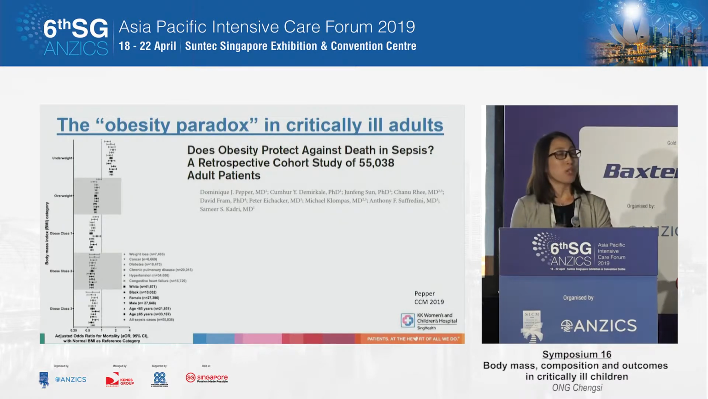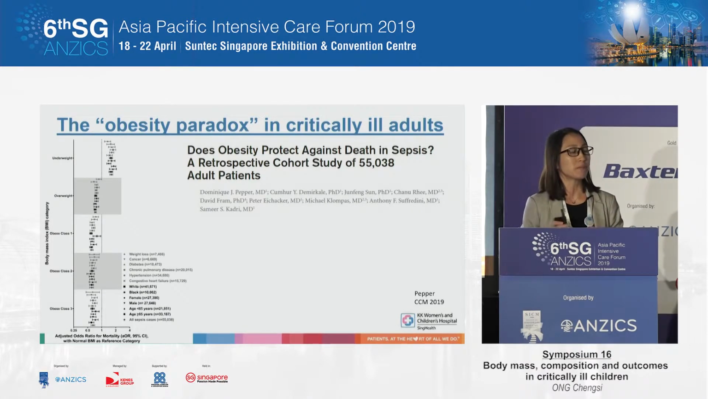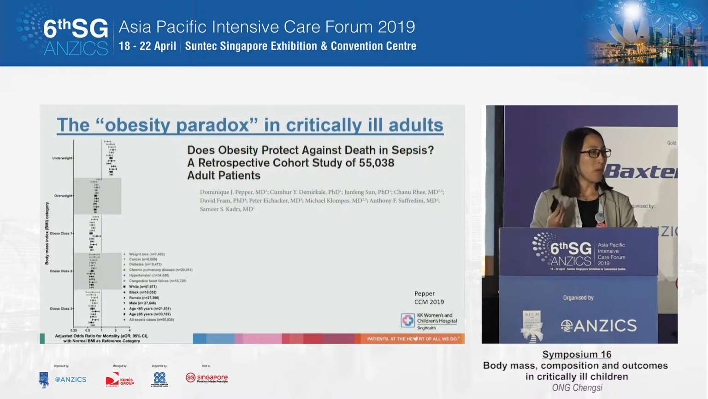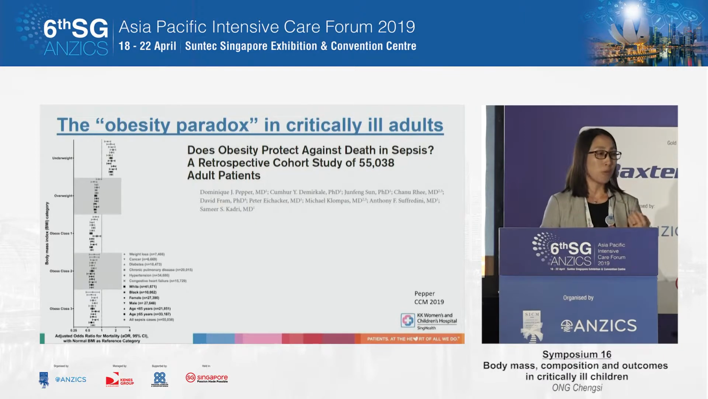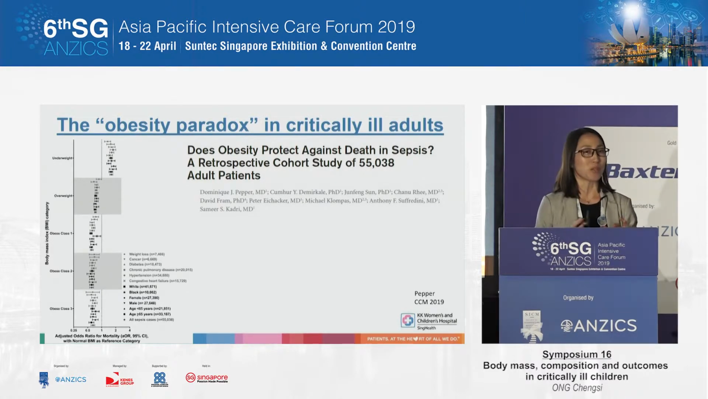So there's something called the obesity paradox in critically ill adults, right? Traditionally, if you think of obesity, you think of a greater risk of mortality in a normal state, in a non-ICU patient. But adults have shown that there's this obesity paradox where if you are obese or have a high BMI, you're actually protected against mortality.